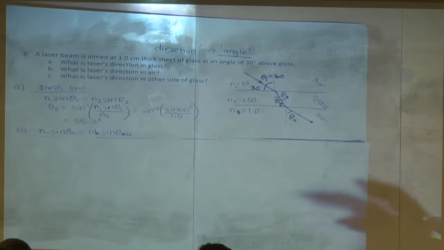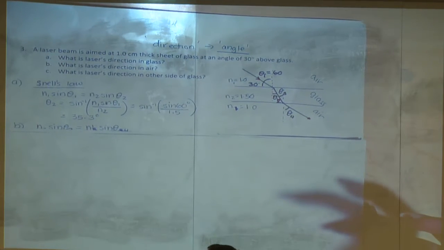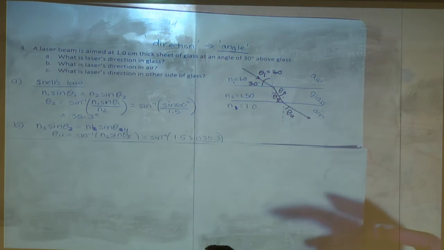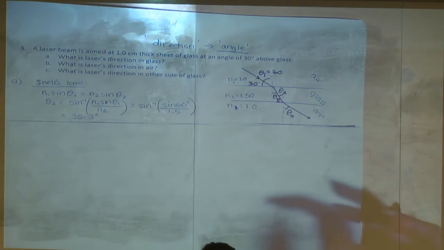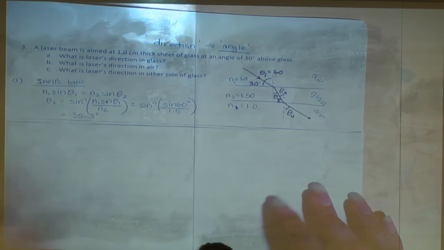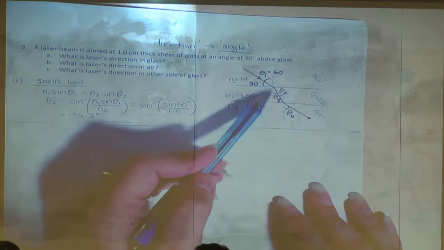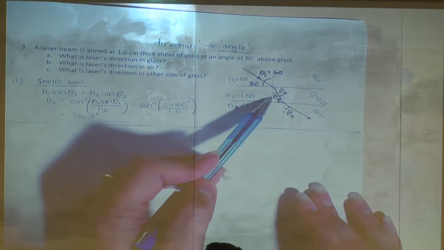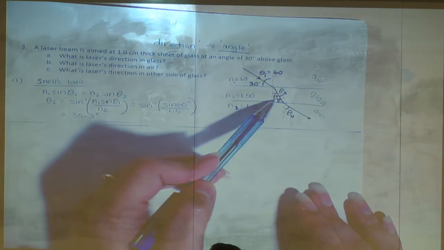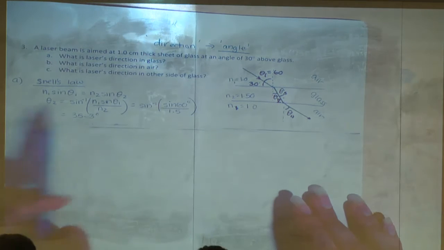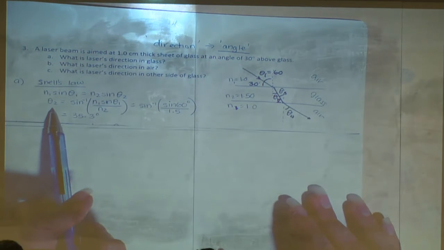So then if we have to solve for theta 2, which is right on the other side, so it's in the glass right by the normal line. If you see, this is theta 2. That's what we're looking for, because we're looking for the laser's direction in glass. So we want to know the angle created by that laser beam in the glass, right? So then we solve for theta 2.